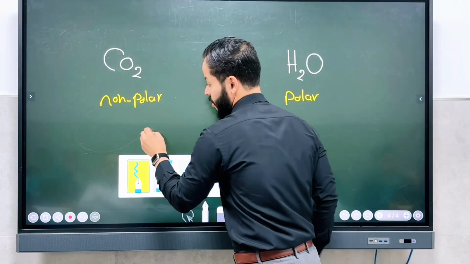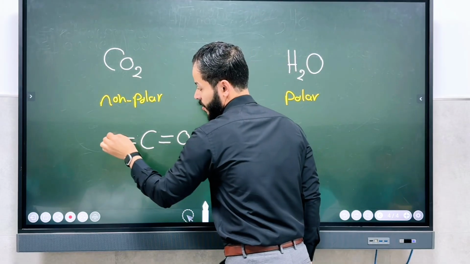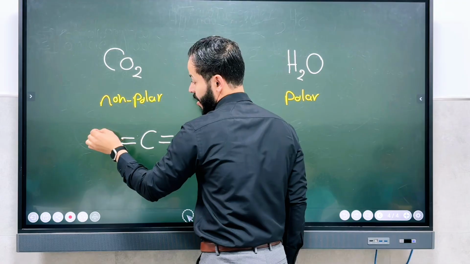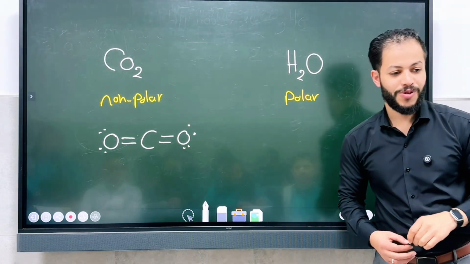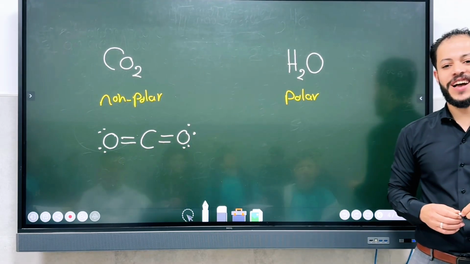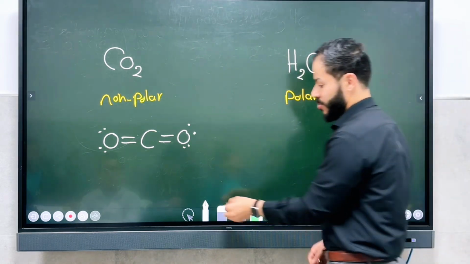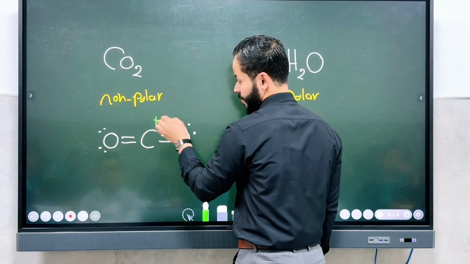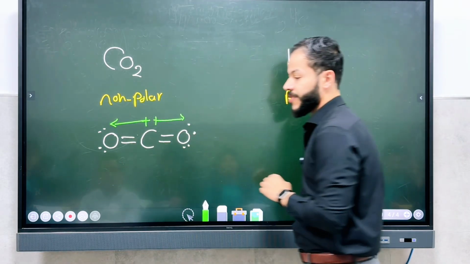Let's draw it. Draw the carbon, and this is oxygen, right? Okay? Do I have any lone pair on the central atom? No. So what is the shape of the molecule? Linear. Which atom has the highest electronegativity? Oxygen. So if I wanted to represent the dipole, guys, what is the direction of it? Yes, this is the direction.